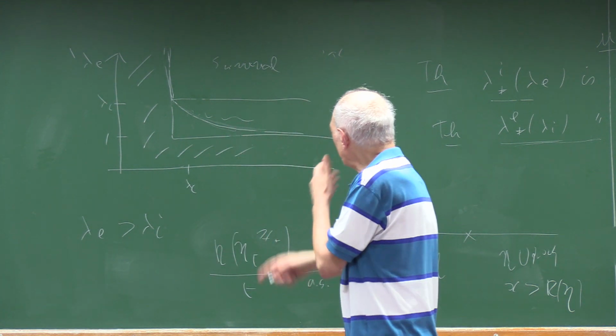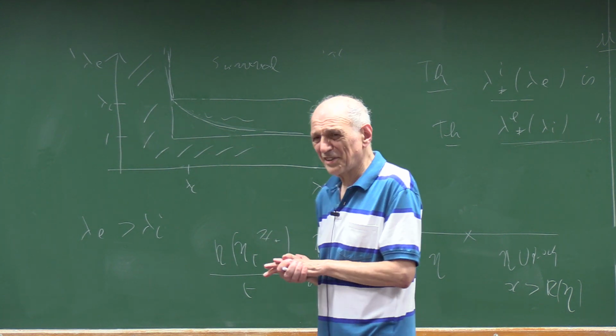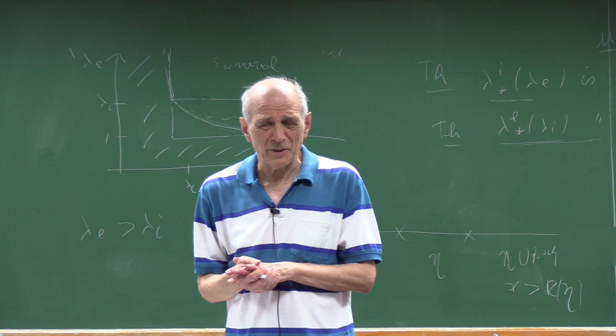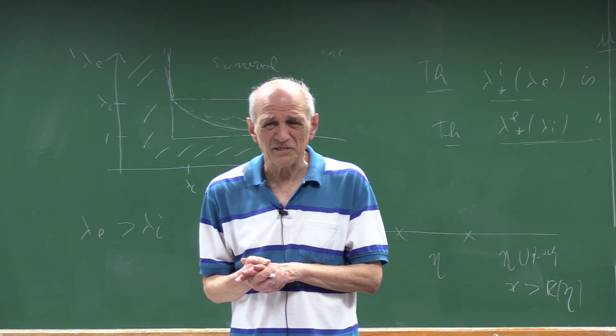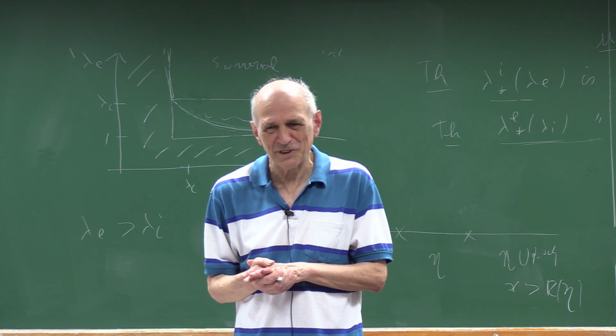So you say lambda I is equal to lambda critical, and lambda E is less than lambda critical. So I would expect the speed to be negative, but negative but finite. Yeah, I would expect that. I didn't think about that, but that's what I would expect.